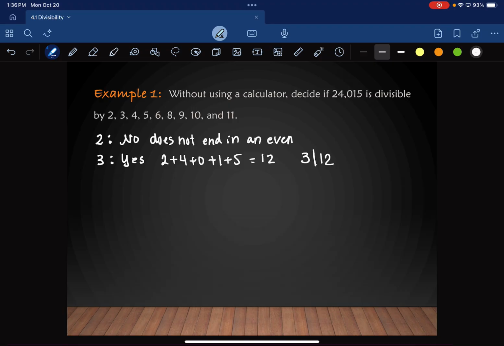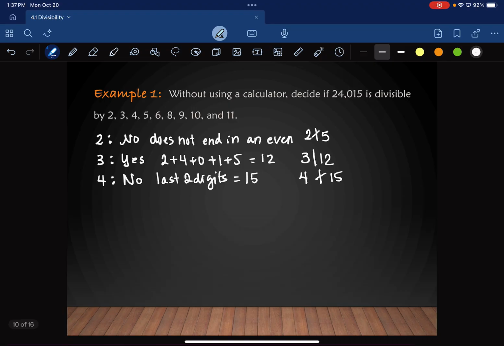How about the number 4? No. How do you know? Last 2 digits. So the last 2 digits, which are a 15, right? 4 does not divide 15. Above, I didn't write it, but 2 does not divide 5 back on our number 2. 2 didn't divide 5. 4 doesn't divide 15, so it's not going to be divisible by 4.